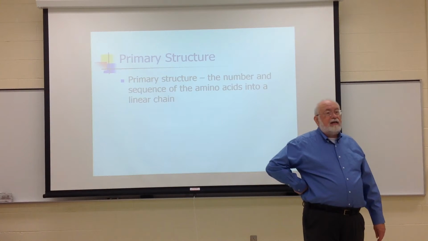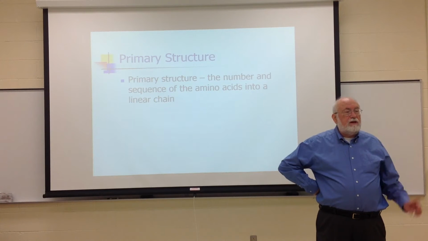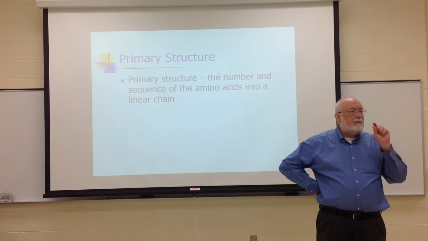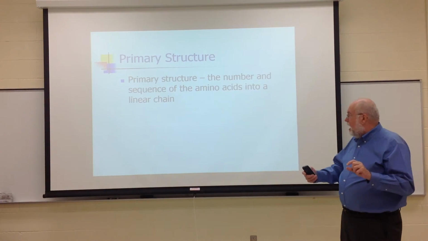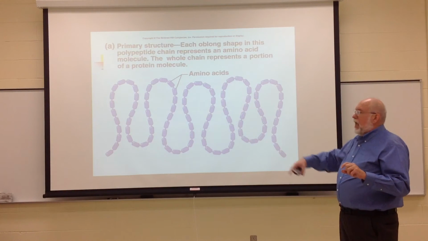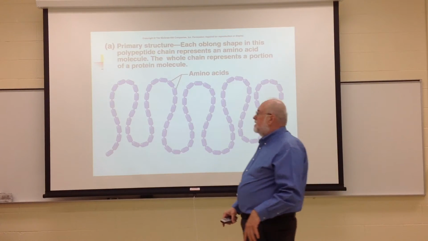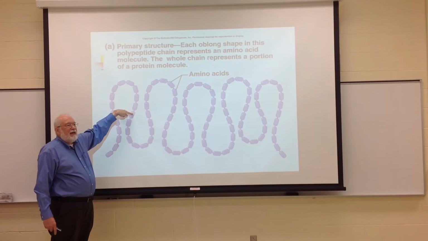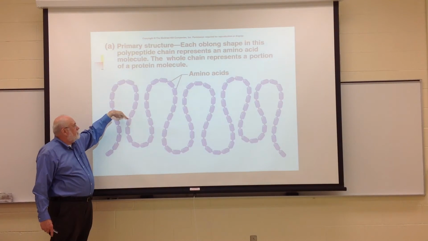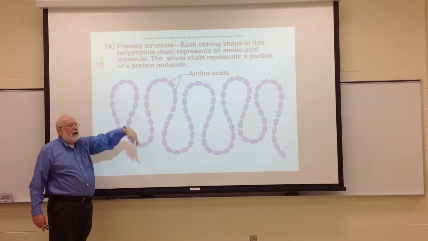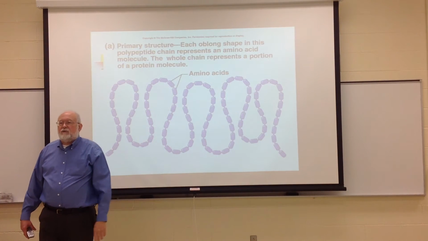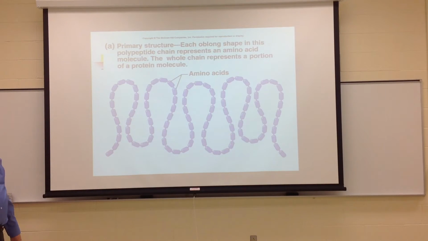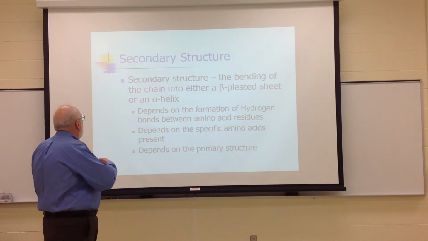So that's the primary structure. The number and sequence of the amino acids. The specific number, the specific sequence. That's primary. A linear chain. Here it is. These little chiclet-like things represent an amino acid residue. There are the peptide bonds between them. There's the primary structure. You've got a certain number of amino acids, and they're in a particular order in which they come.